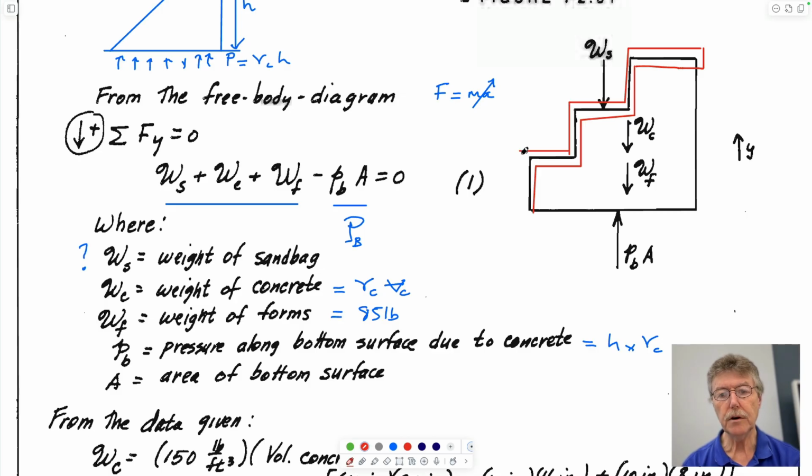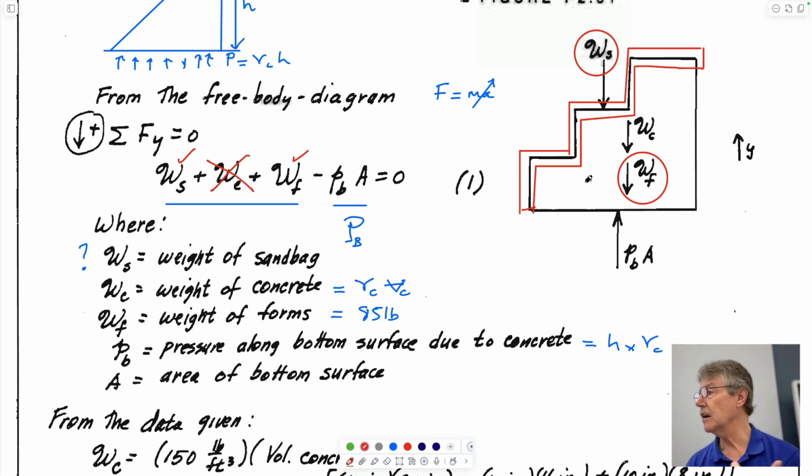The rest of the form is open, so we're only considering the part that's inside this figure. So we have the weight of the sand that's acting downwards. We have the weight of the form, which is 85 pounds, which is acting downwards. So we have this, and we have this. There is no weight of concrete, because the concrete's outside the free body diagram.